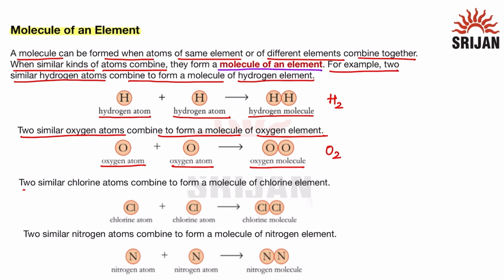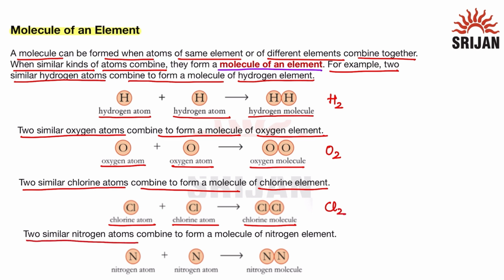O2. Two similar chlorine atoms combine to form a molecule of chlorine element. If we take one chlorine atom and another chlorine atom, it will form a chlorine molecule that is represented as Cl2. And two similar nitrogen atoms combine to form a molecule of nitrogen element. If we take one nitrogen atom and it combines with another nitrogen atom, it will form a nitrogen molecule that is represented as N2.